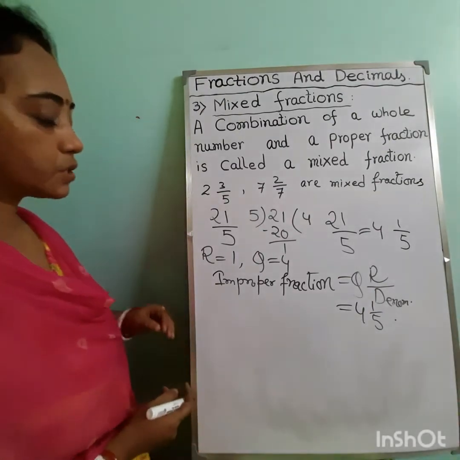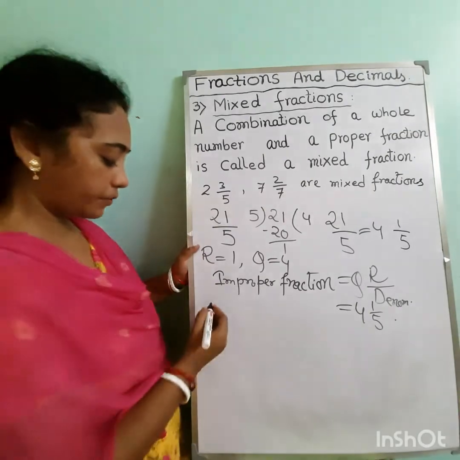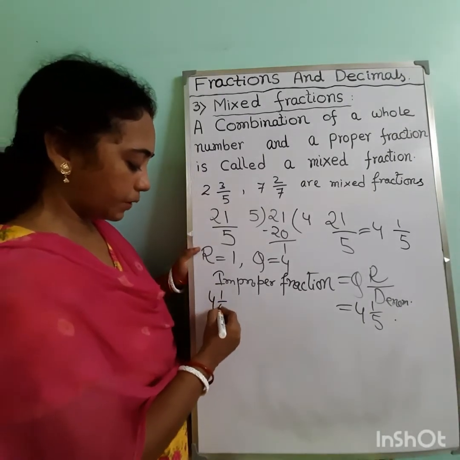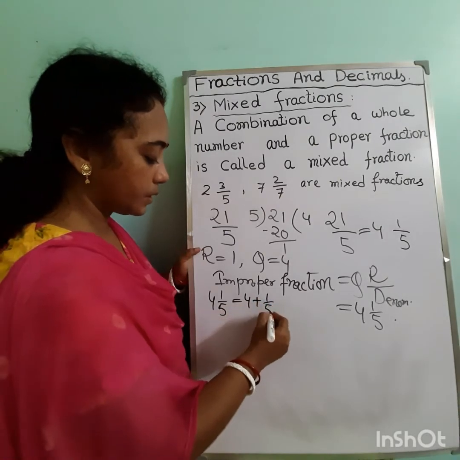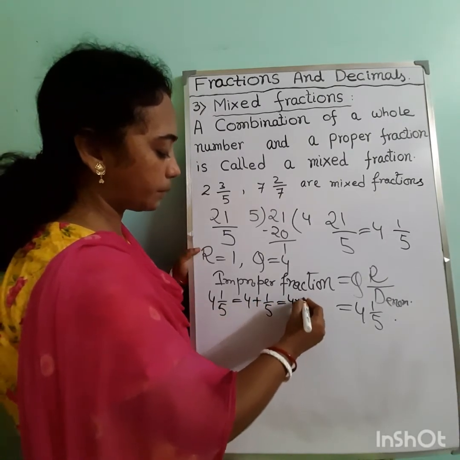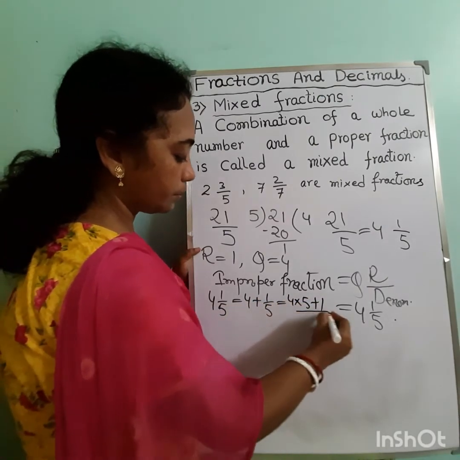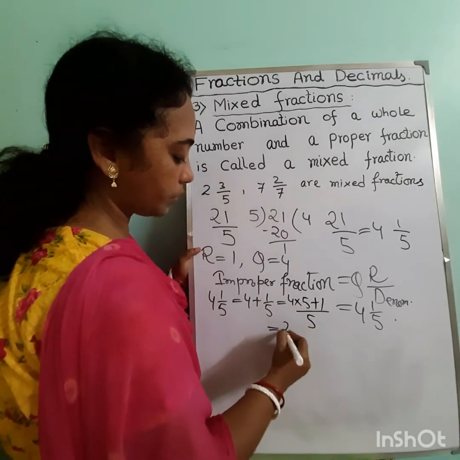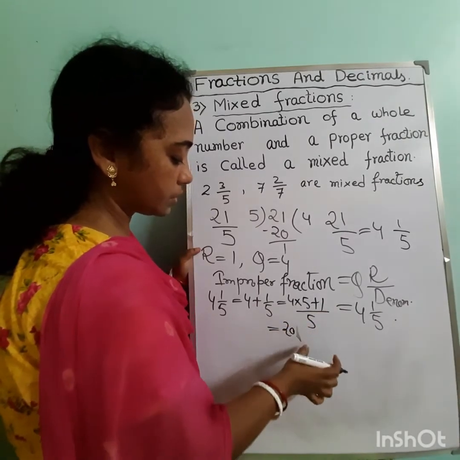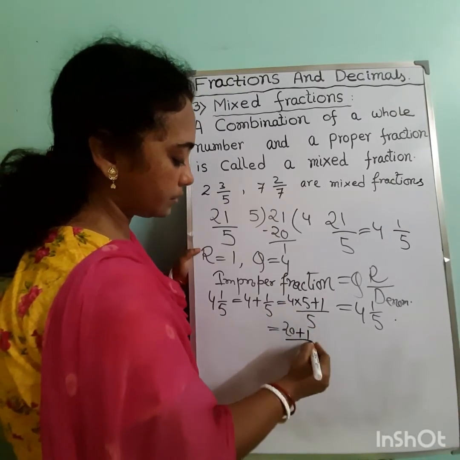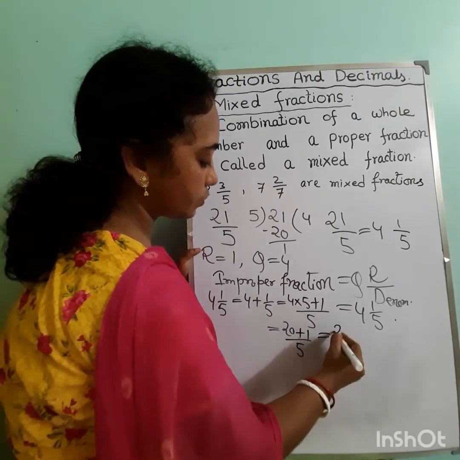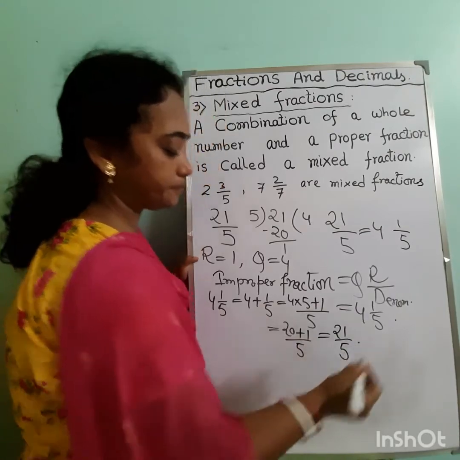Similarly, a mixed fraction can be expressed as an improper fraction. For example, 4 whole 1 by 5. This can be written as 4 plus 1 by 5. Then it means 4 multiplied by 5 plus 1, by 5. So it is coming 20 plus 1 by 5, so it is coming 21 by 5.